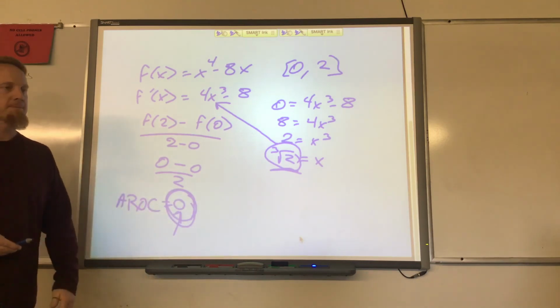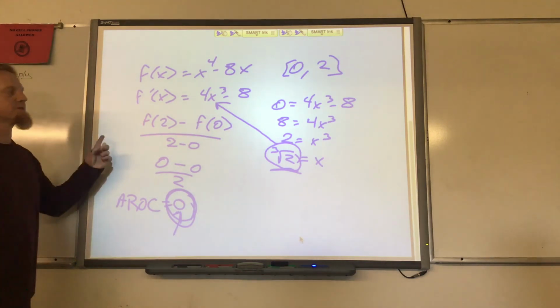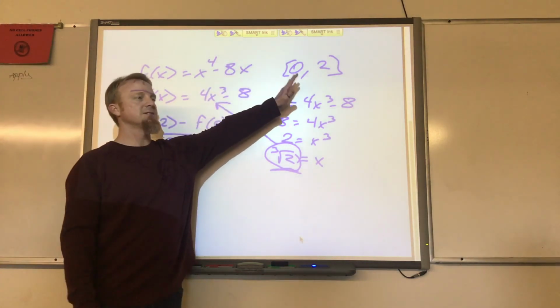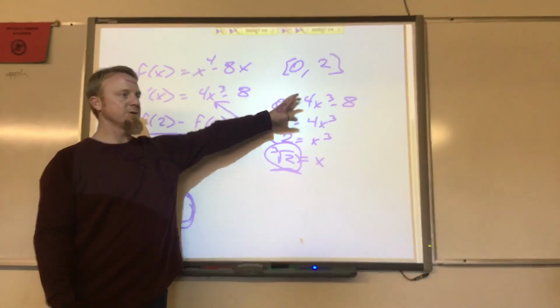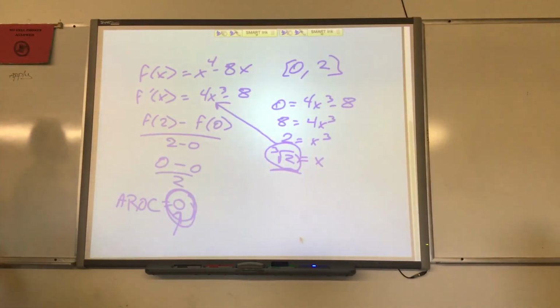So say it was like the square root of 16, and you get 4. So it's not between that interval, so it's not going to work. Well, I'm guaranteed, because it was continuous and because it was differentiable, that there's something that has to work. So if you get answers that don't work, then that means you messed up, because it has to work.